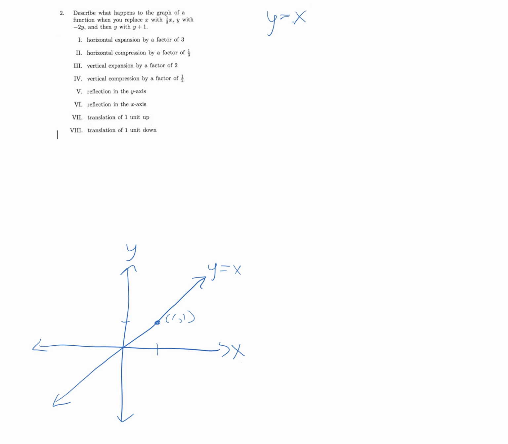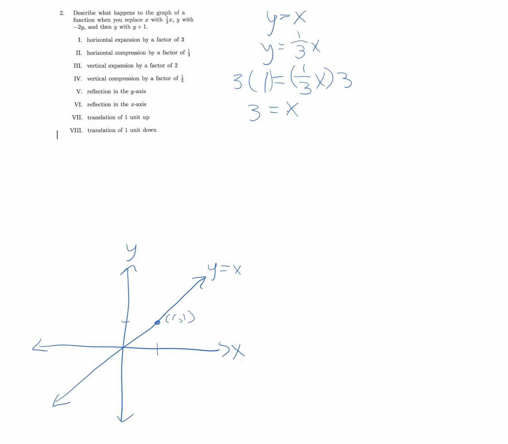And so I'm going to start with replacing x with 1/3 x. So I get y equals 1/3 x. And so I want to see what happens to my x value, so I'll keep my y value the same. So y is going to be equal to 1. And I'm going to solve for x. So to do this, I'm going to multiply both sides by 3. And I get 3 equals x.